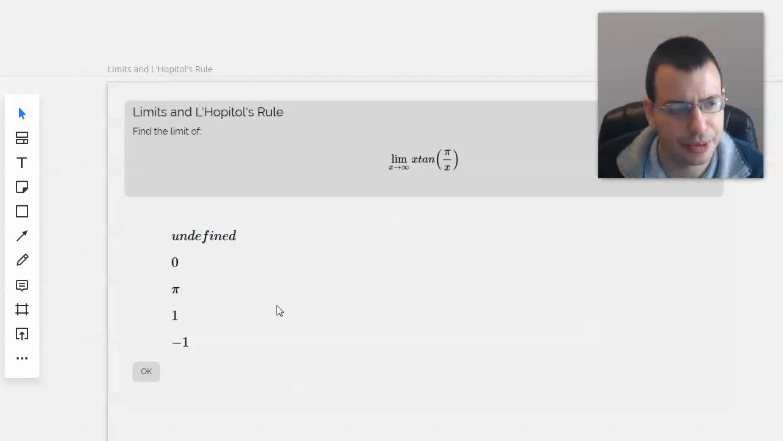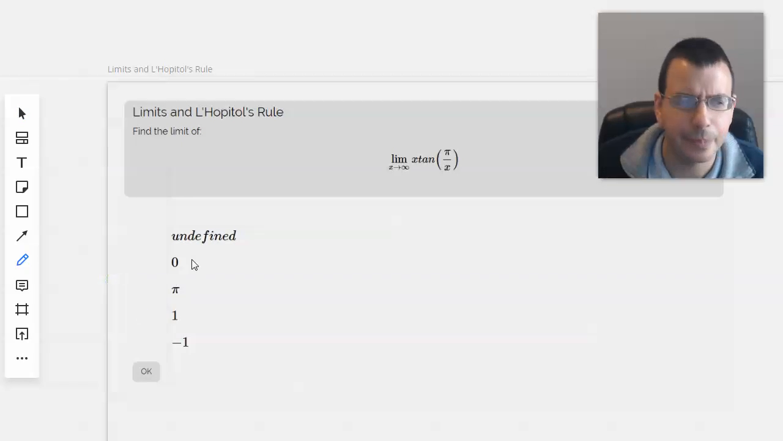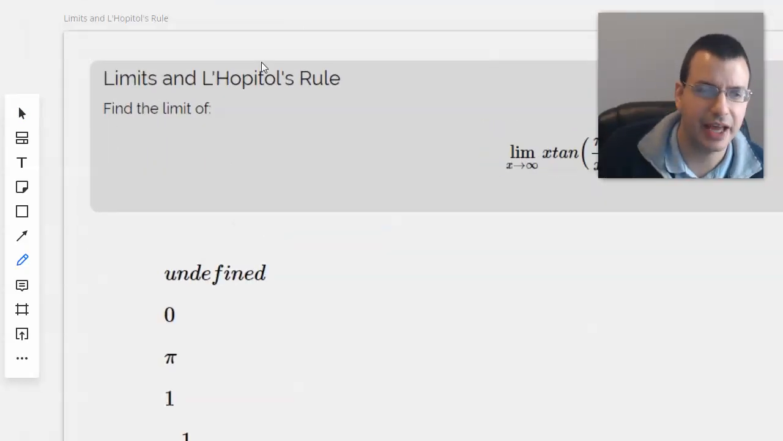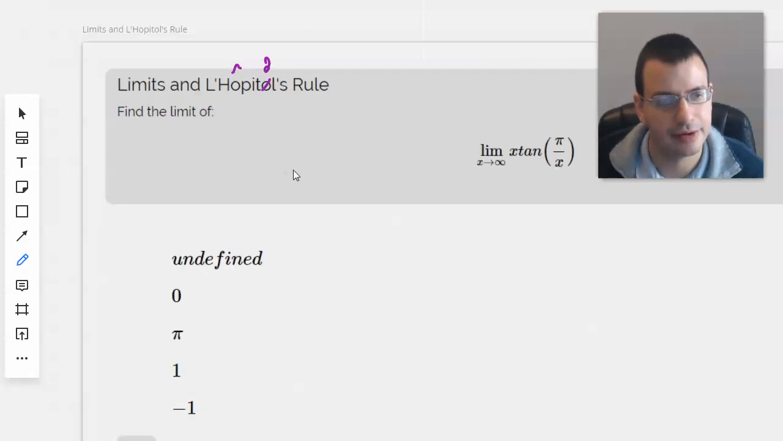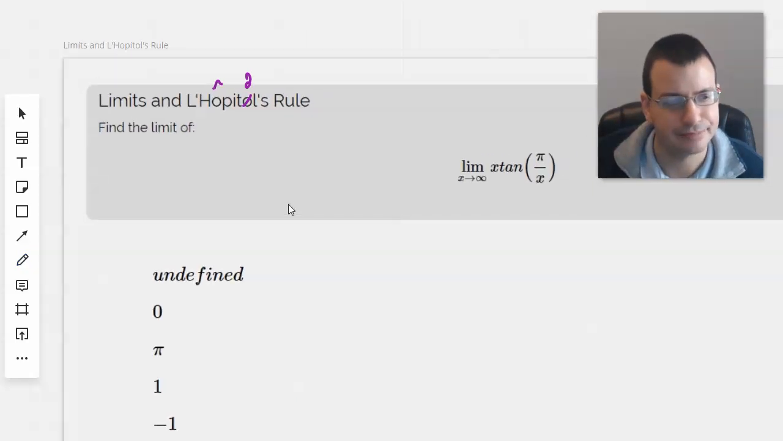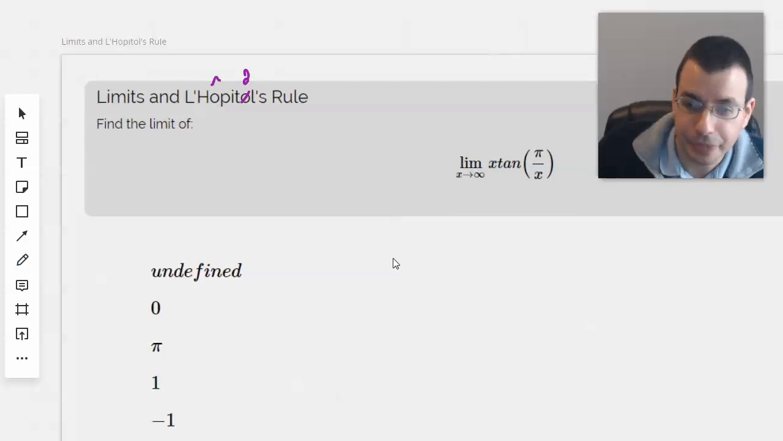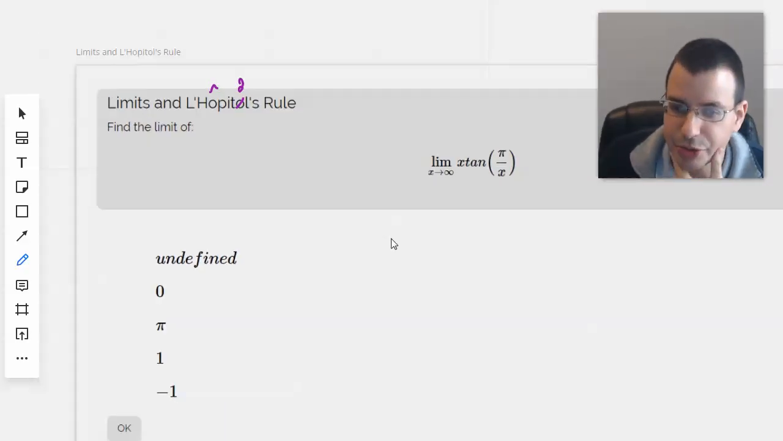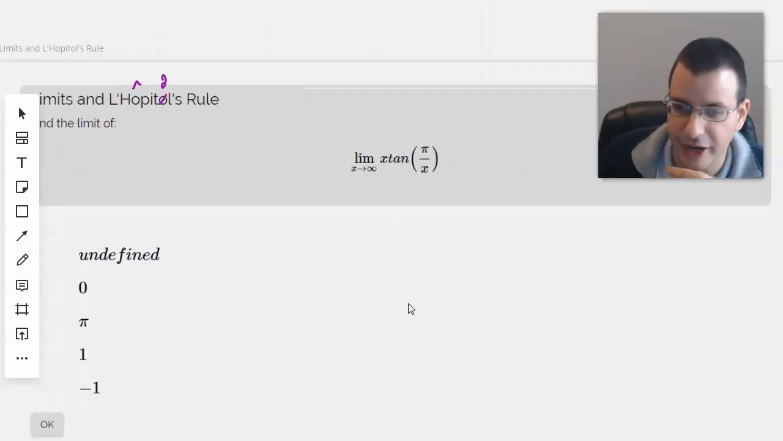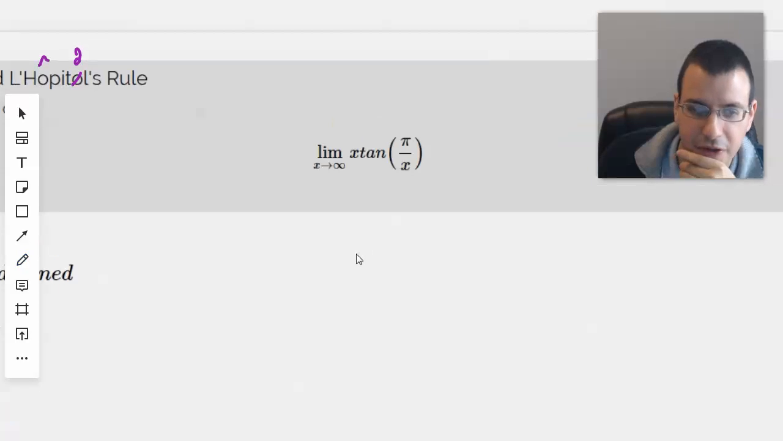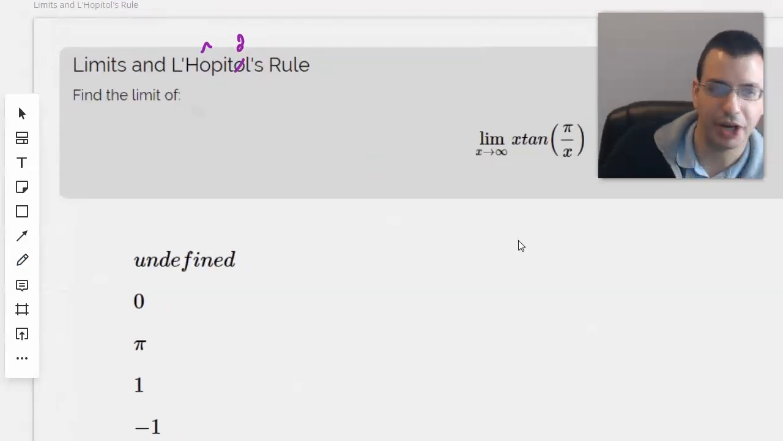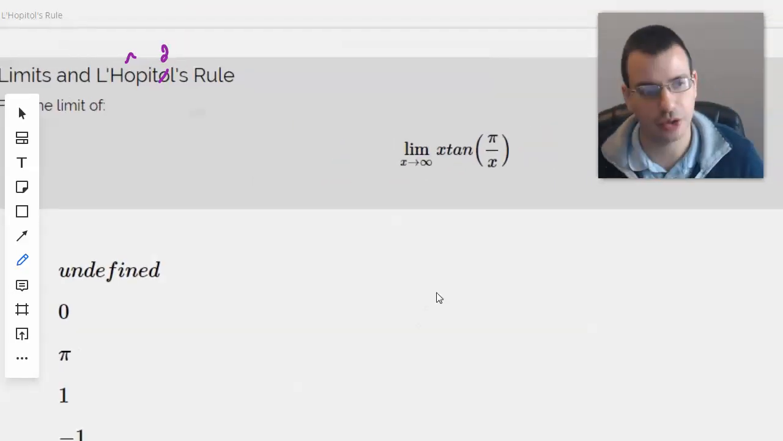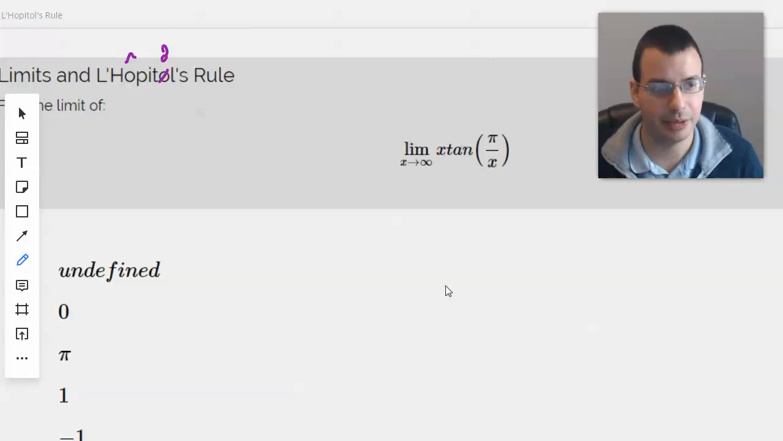Limits and L'Hopital's rule. Okay. I think L'Hopital's rule actually has an A and a little accent caret thing there. I'll have to investigate. So the idea here is the limit as x approaches infinity of x tangent of pi over x. Despite our hint here, which we would not get in reality, we'll probably use limits and L'Hopital's rule.